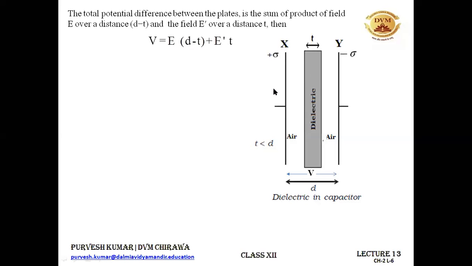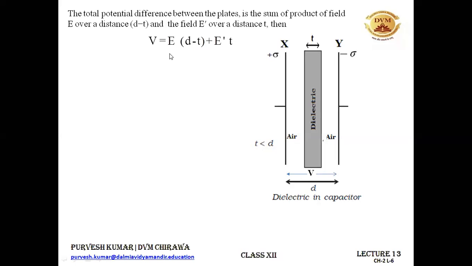I hope it is clear. The product of electric field and the distance over which it is acting gives you the potential difference over that distance. We need to calculate the potential difference between x and y. So the air acts over a distance d minus t, multiply it with the electric field acting in air, and E dash is the electric field acting over a distance t in the dielectric slab. In order to get the potential, multiply the electric field with the distance over which it is acting.